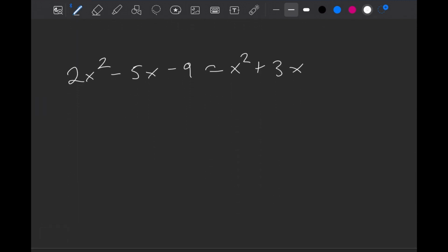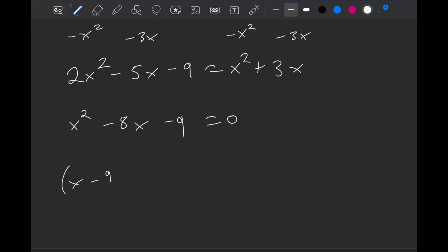Okay, can give this a try. So again, we're going to group everything and collect our like terms. So to get rid of an x squared, minus x squared, minus 3x, minus x squared, minus 3x. So when I do that, I will get an x squared, and then minus 8x minus 9 is equal to 0. And then I'm just going to factor that to x minus 9 and x plus 1. So therefore the solution would be when x is equal to 9 or -1.